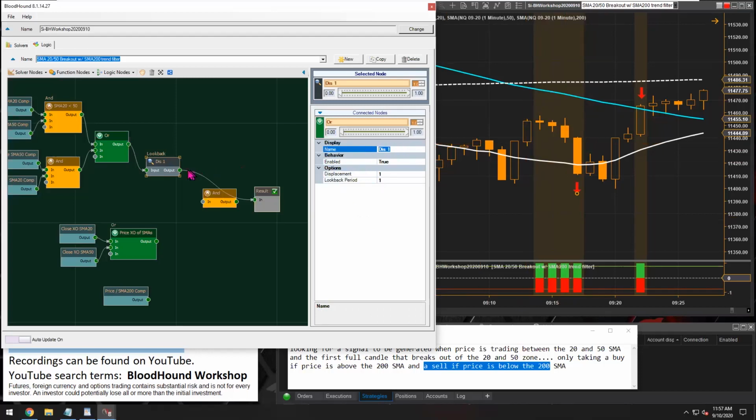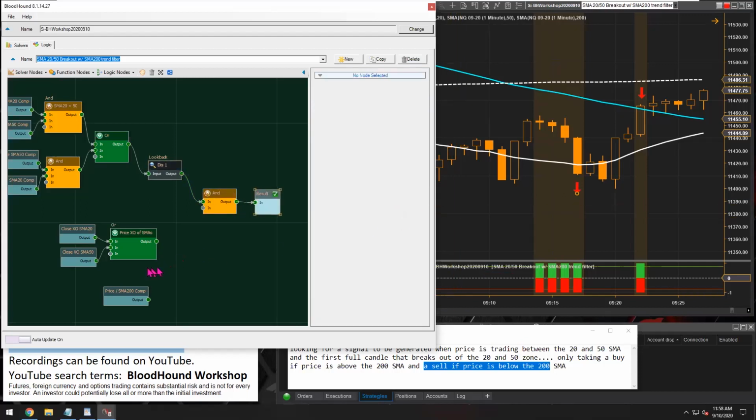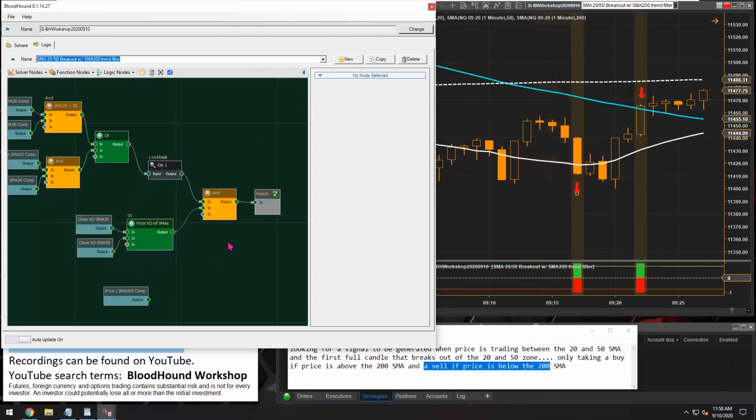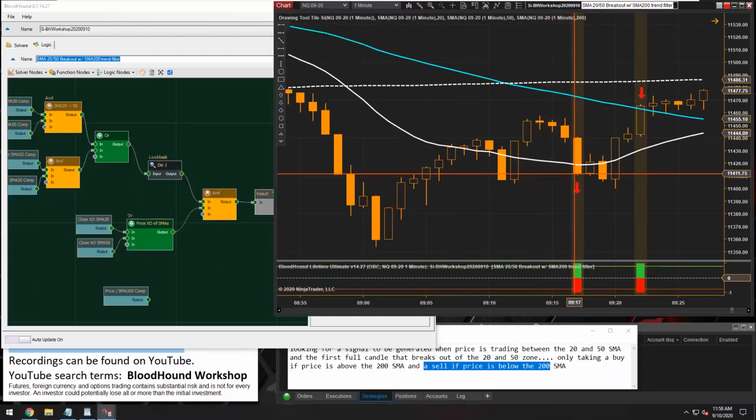And so I like to name my look back nodes dis1, so I know what functionality this look back node is performing. If I see a dis for displacement 1, then I know this look back is just shifting the bars forward. So let's connect that into an AND node. And now if we combine the crossover conditions, there we go. So there is basically our bars breaking out of the 20 or 50.